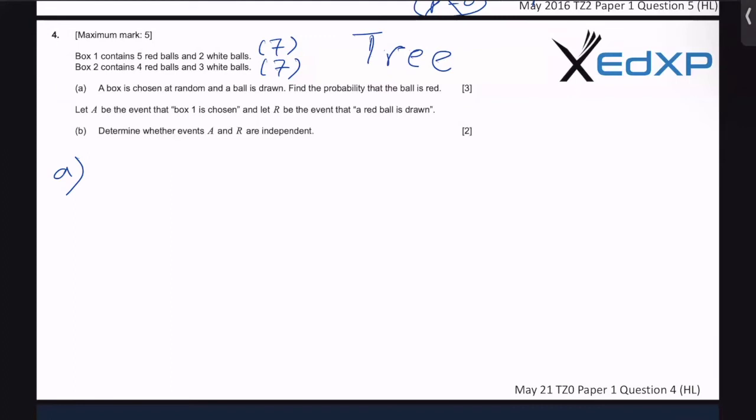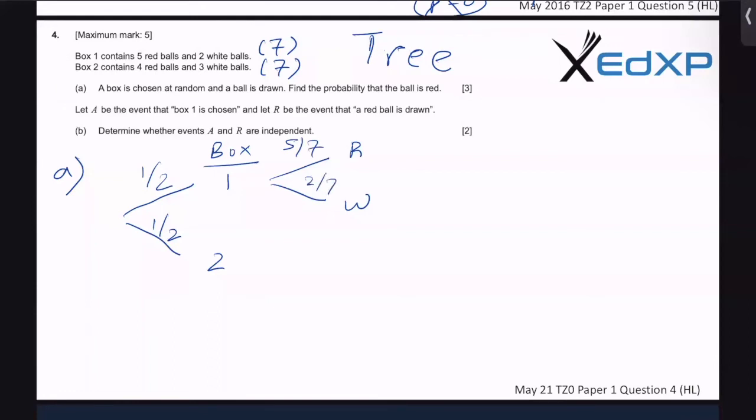Okay, so if I choose a box at random, it's either going to be box 1 or box 2, and the probability is half for each. The probability of drawing a red and white for box 1: for red, we have 5/7, which means that white must be 2/7. The probability of drawing a red in box 2 is 4/7, and for a white in box 2, that will be 3/7. Okay, and there we have a simple tree diagram for paper 1.